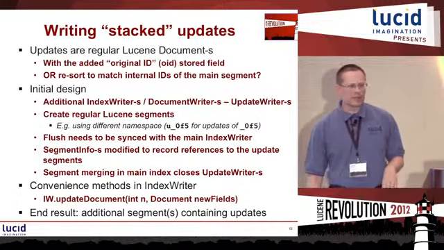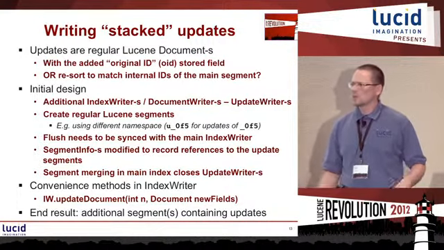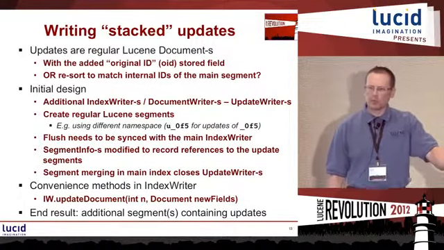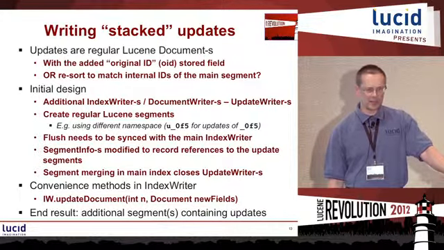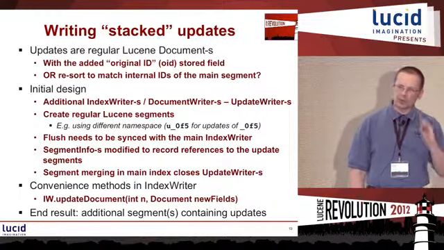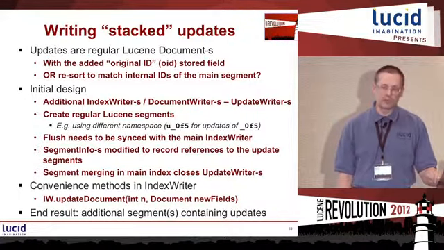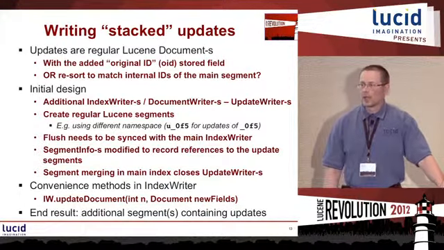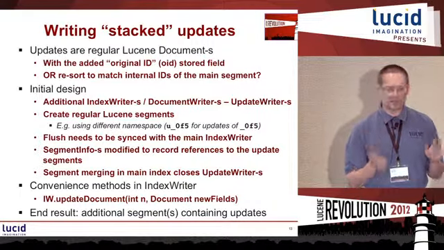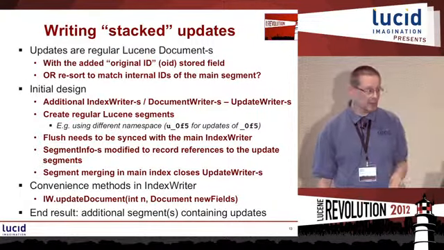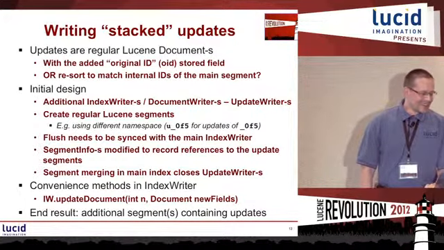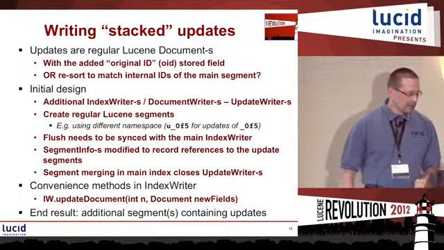So the initial design evolves as I speak, and I spoke yesterday with Simon, who told me that we probably don't need a separate index writer for every segment to record these updates. There is a lower level construct that the index writer uses, which is called document writer. And maybe we can have a pool of document writers that create these additional segments. I don't know, you will have to ask Simon. He just volunteered to implement this part. No, I'm kidding. Just do it for fun, okay?